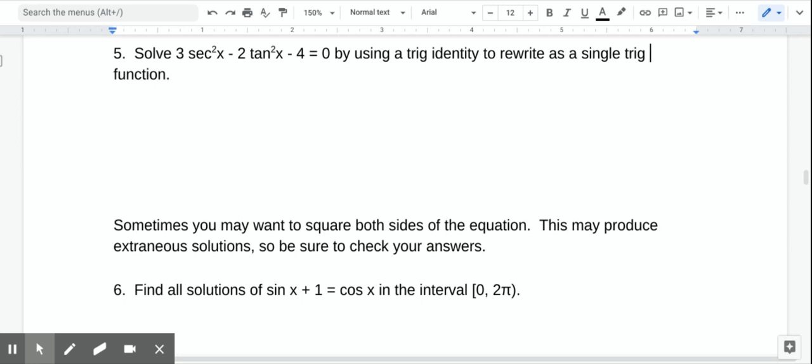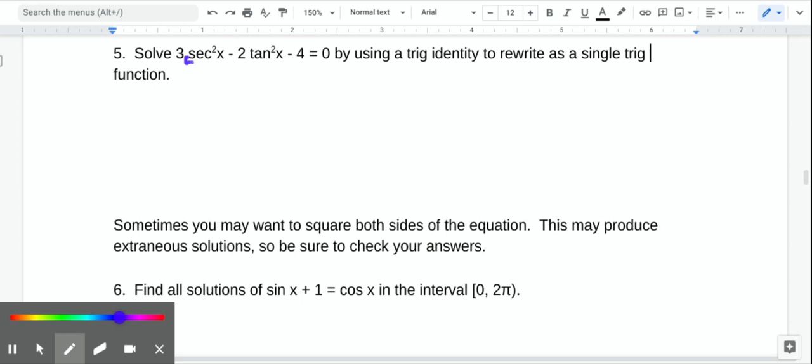We're going to continue looking at how to solve trig equations with this example number 5. We want to solve 3 secant squared x minus 2 tangent squared x minus 4 equals 0. Now the problem with this equation is they're not all the same thing. We have secants and tangents in the problem, which is going to make it very difficult to solve.